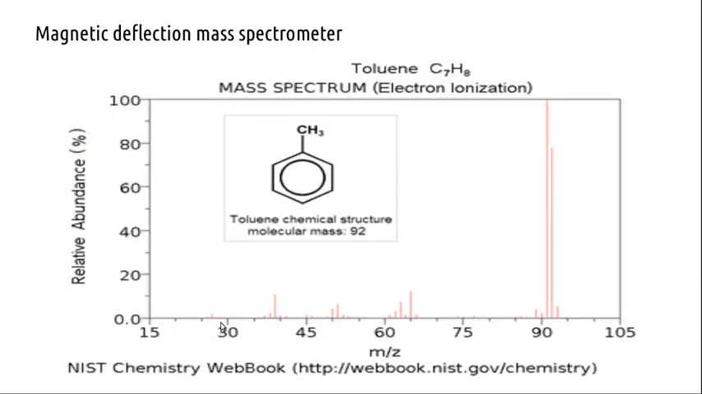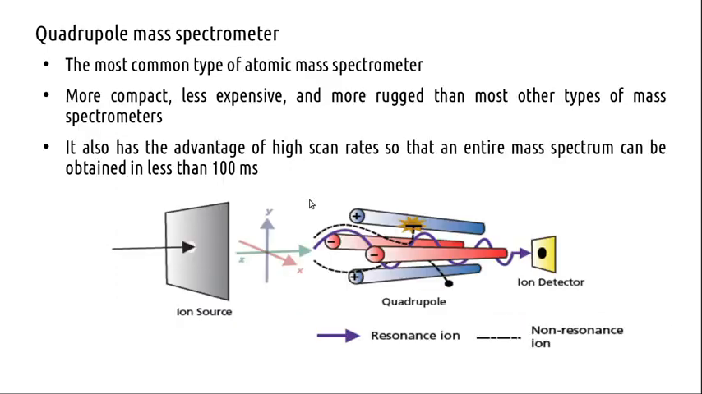And this is a typical spectrum from a mass spectrometer. You have these spectral lines corresponding to the charge to mass ratio. Now we discuss mass analyzers. One common type of mass analyzer is a quadrupole mass analyzer, or quadrupole mass spectrometer.